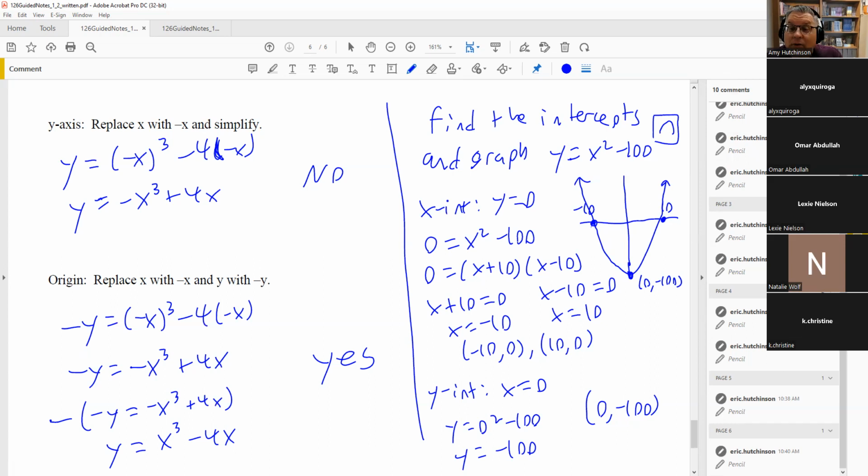There are 2 of those types in the homework. Everything else in the homework is something we've talked about here in the notes, using the test for symmetry. And that's how you want to complete that one.